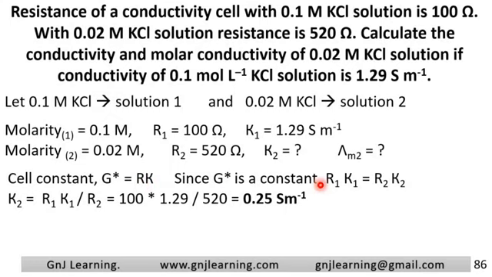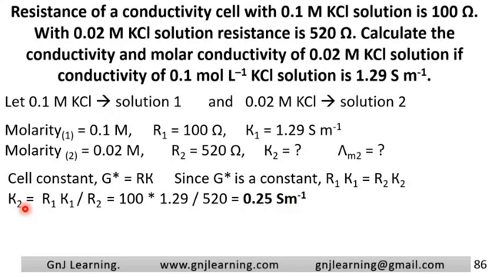Since G star is a constant, R1 K1, the product of the first two, will be equal to the product of the second two, R2 into K2. That is, R1 into K1 equals R2 into K2. From this, K2 is equal to R1 K1 divided by R2, that is 100 into 1.29 divided by 520. 100 is from R1, 1.29 is the first solution's conductivity, divided by 520, and I got K2 as 0.25 Siemens meter raised to minus 1.